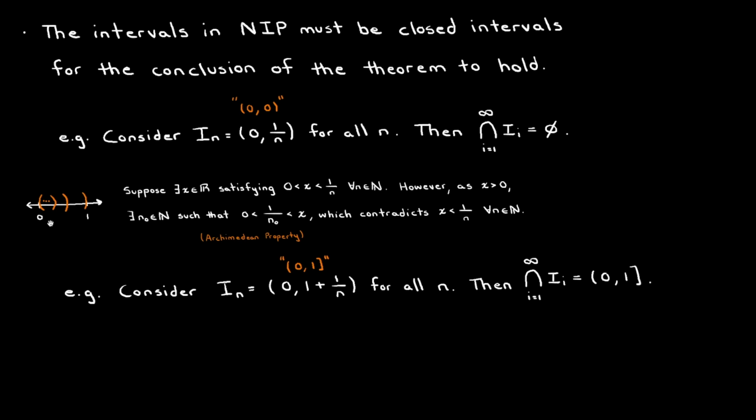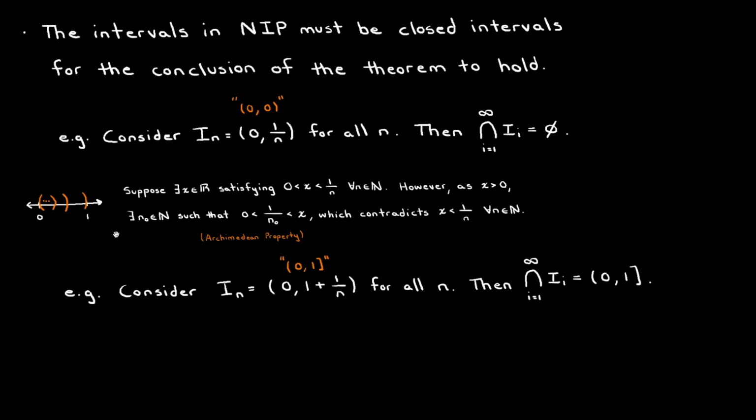So the first interval would be the open interval from 0 to 1. The next interval I2 would be the open interval from 0 to a half. I3 would be the open interval from 0 to a third. And so what we see is that these intervals are getting smaller and smaller, shrinking to 0, and moreover they do not include 0. And so therefore the intersection of all these intervals will actually be empty.